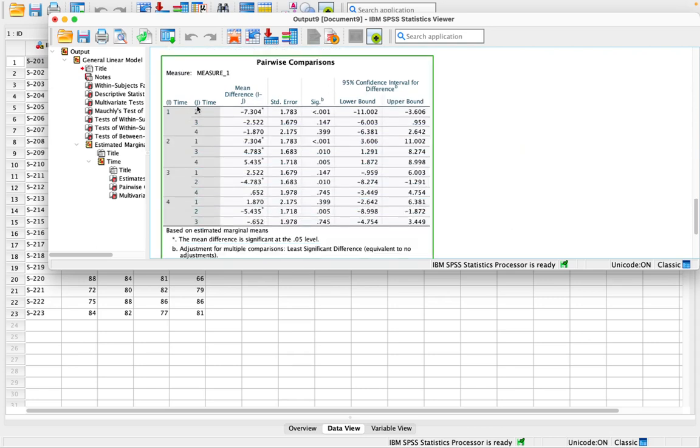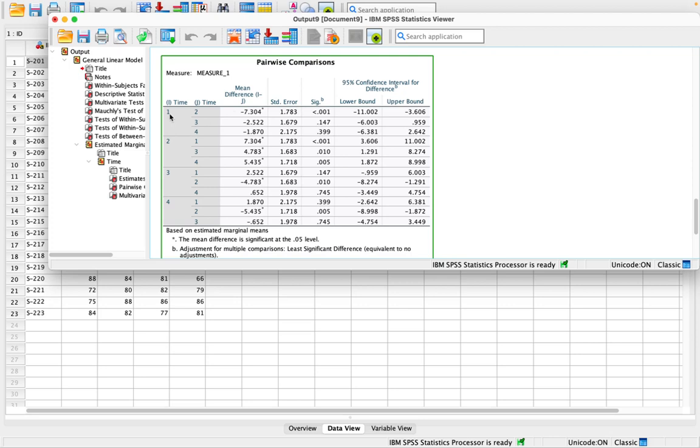And on here, I'm going to notice that these are the time intervals, and then I'm comparing them to other time intervals in this column. So if I'm looking at my significance level, again, I want to see any that are below 0.05, because that means that there was a significant difference in someone's attitude as the time changed.